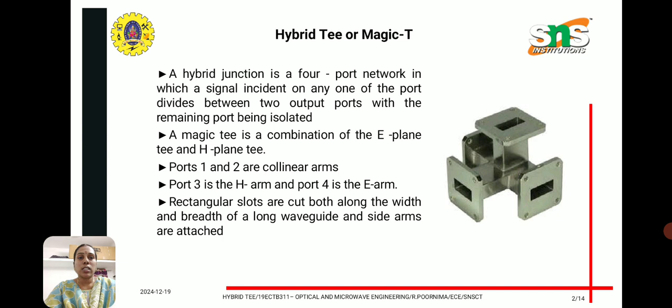A signal incident on any one of the ports divides between two output ports, with the remaining port isolated. So the magic T is a combination of the E plane and H plane T. Ports 1 and 2 are collinear arms, which is the main guide, and port 3 is known as the H arm, port 4 is known as the E arm. Here the rectangular slots are cut both along the width and breadth of the long waveguide, and side arms are attached, which are port 3 and port 4.